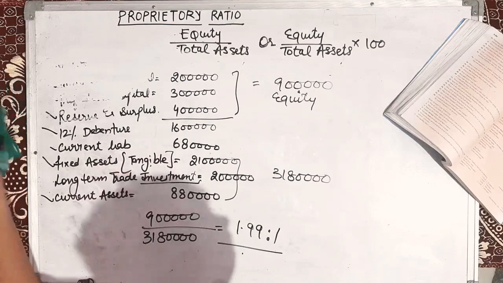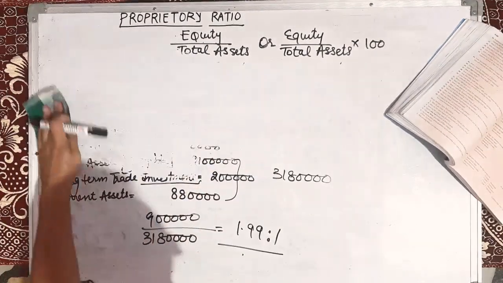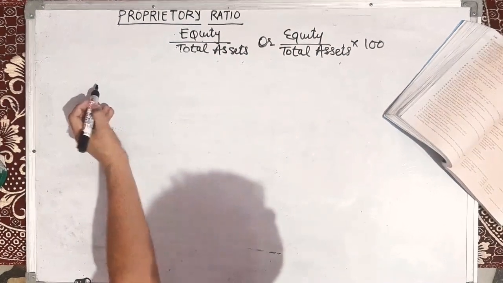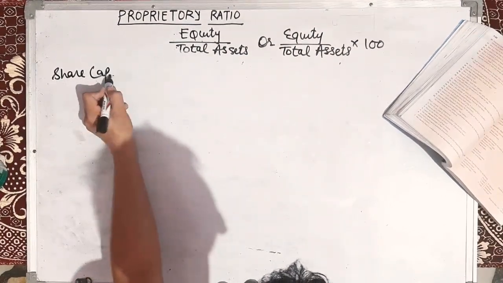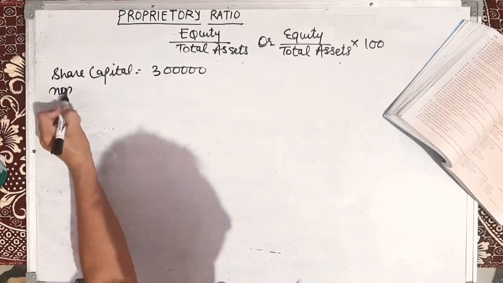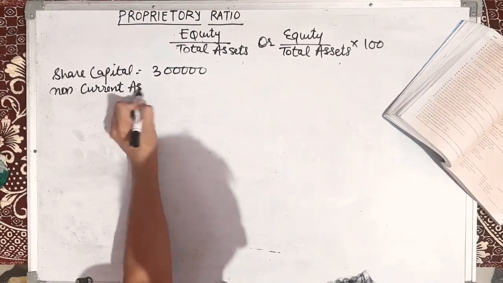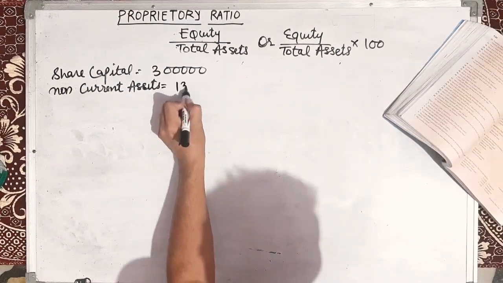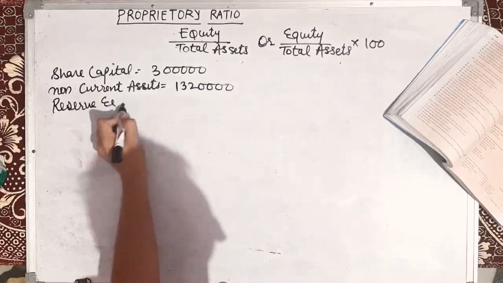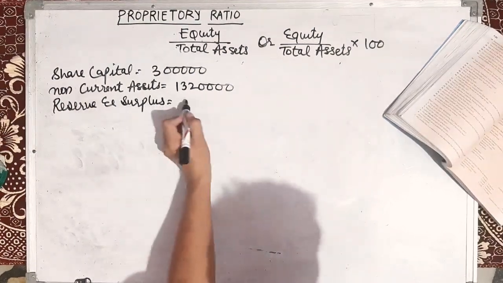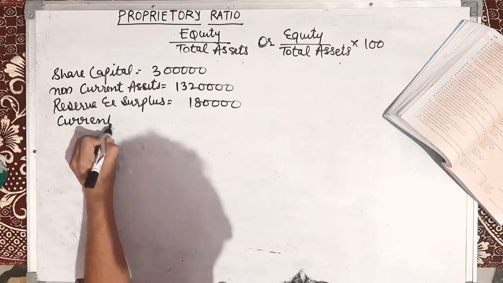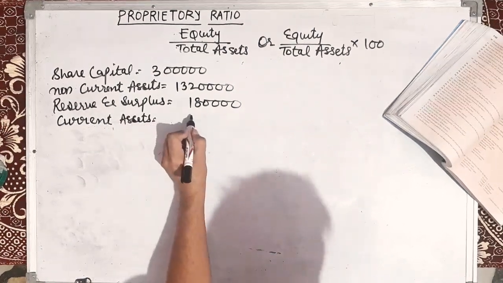Here we have question number 53. Share capital is equal to 3 lakh, non-current asset is equal to 13,20,000, reserve and surplus is equal to 1,80,000, and the last one is the current asset, that is equal to 6 lakh.